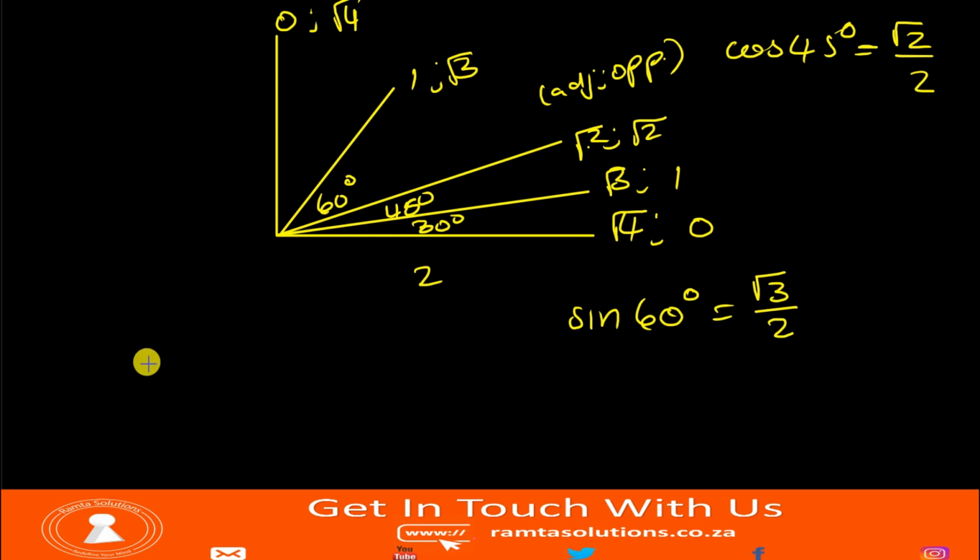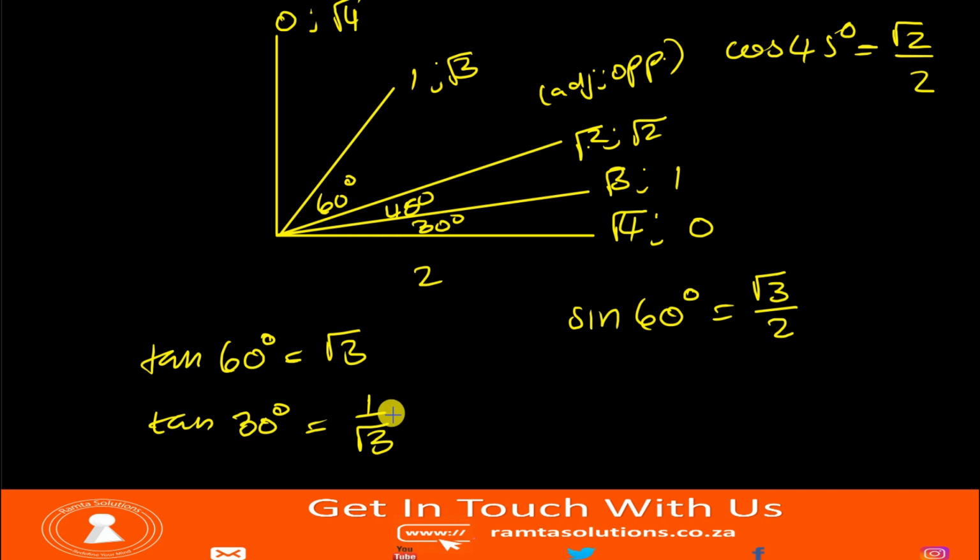Now, when you try tan 60 degrees, tan is root 3, which is opposite over adjacent. But if you try tan 30 without using a calculator, you get 1 over root 3. Let me check what the calculator returns. But you don't end here. You say it's 1 over root 3, you multiply by root 3 over root 3. This we call rationalizing the denominator. And this must be root 3 over 3.